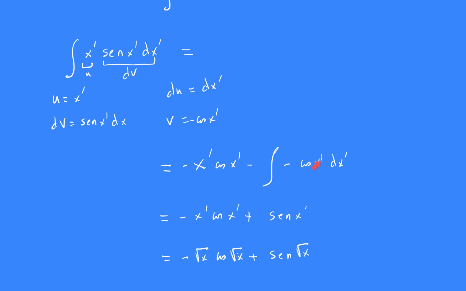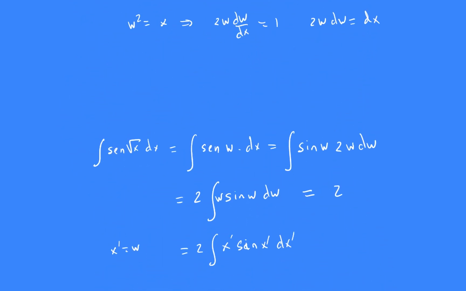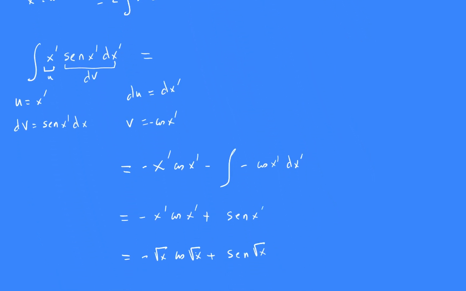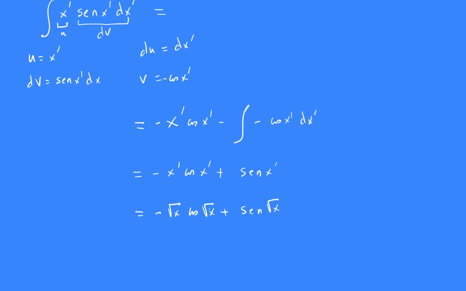And now this equation is easy to solve in terms of x prime. Remember that x prime is omega, and omega squared is x. Okay, so we solve in terms of x prime. When we solve this integral in terms of x prime, this is sine of x prime. So the integral will be minus x prime cosine of x prime plus sine of x prime.